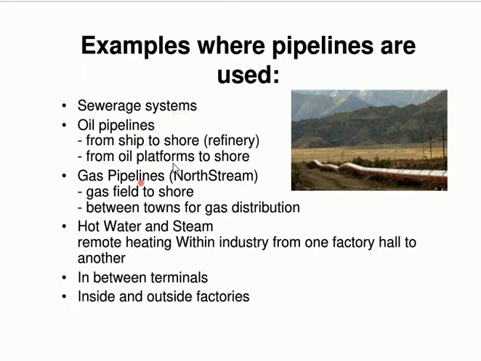Then we've got oil pipelines, like you said, and we've got from ship to shore. So we've got little ports and things like that where ships can dock, and then the oil is pumped from ships to a refinery or something. And then we've got pipelines from oil platforms to shore. So that's another one.